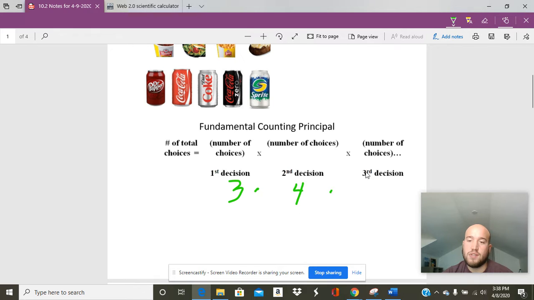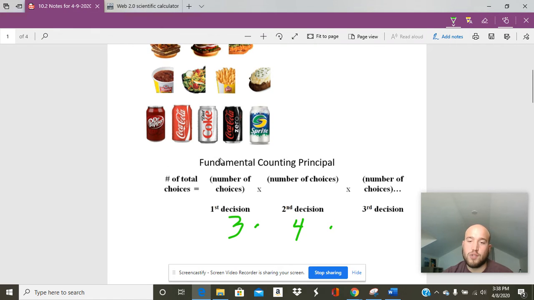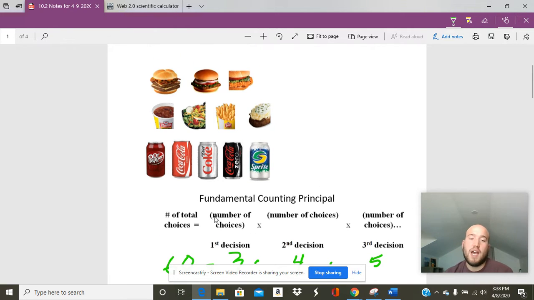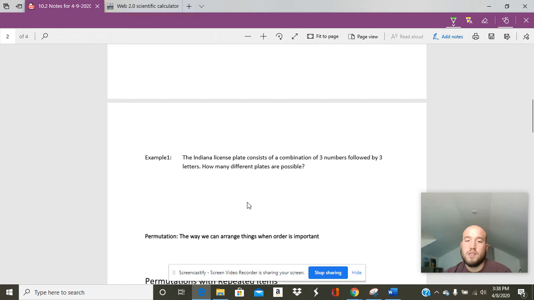And our third choice is what drink, so 1, 2, 3, 4, 5. So 3 times 4 times 5. We multiply that: 3 times 4 is 12, 12 times 5 gives us 60 total different choices. So that was the fundamental counting principle we talked about. It's basically how many choices do I have, and then for each of those choices, how many options are there?